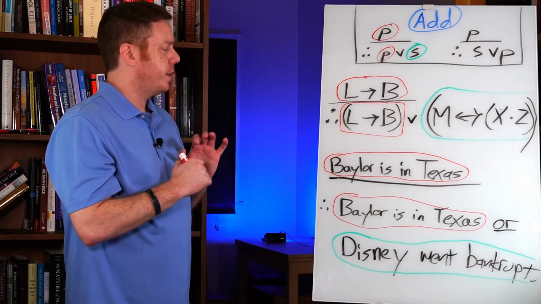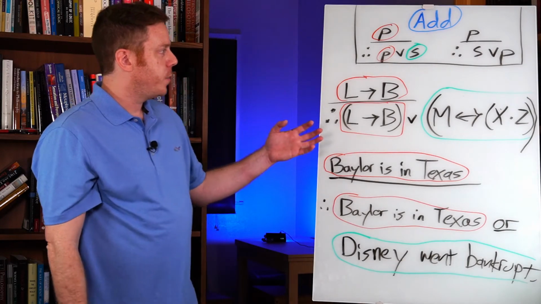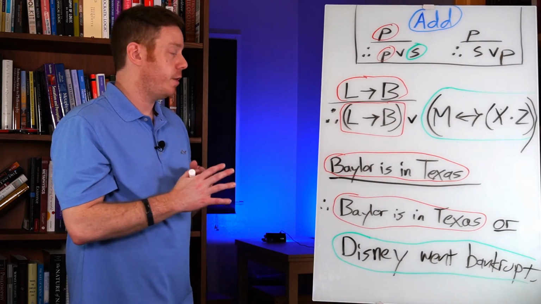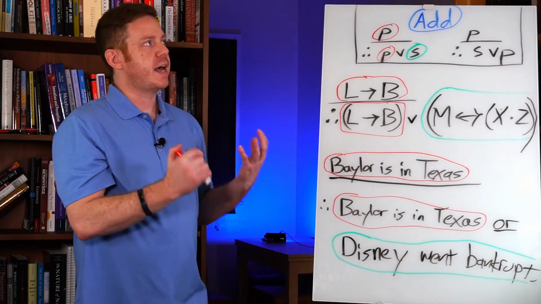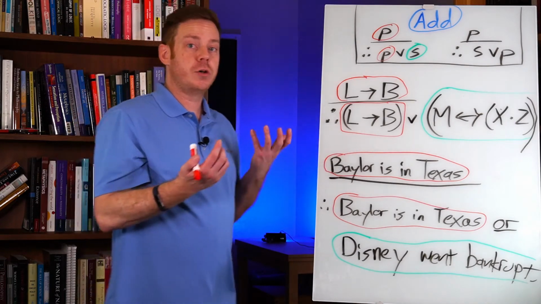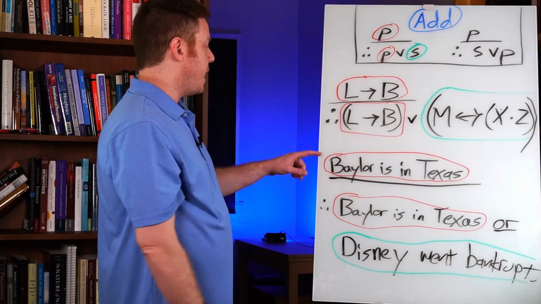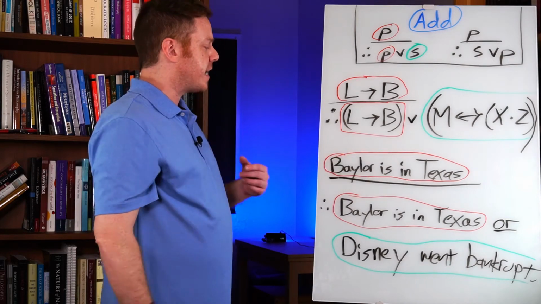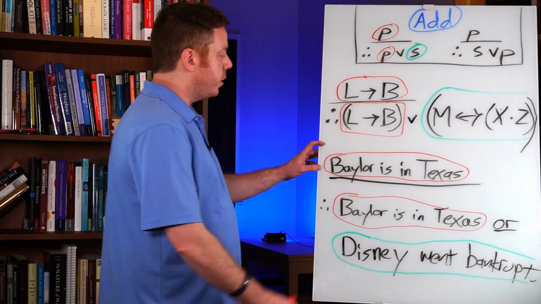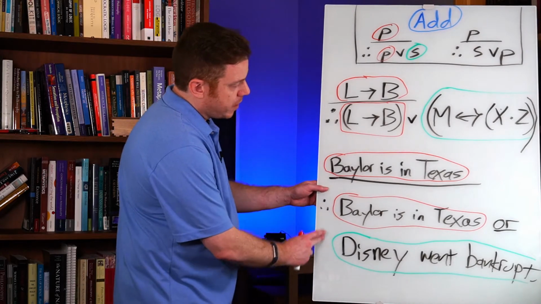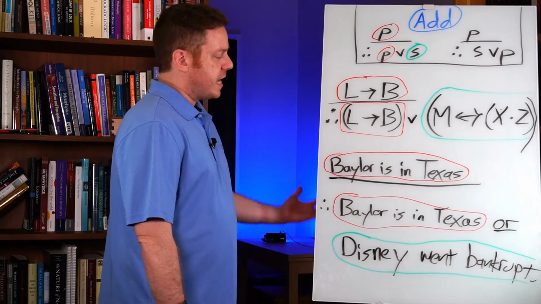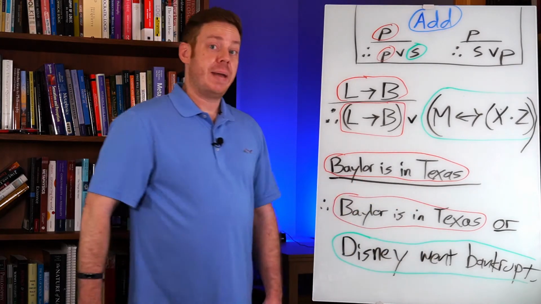Well, think about it like this. Remember that our or is an inclusive either or, and if just one side of an either or is true, that makes the whole either or true. So if we have this line, Baylor is in Texas, and that's true, well, from that, we could infer that this either or is true. Either Baylor is in Texas or Disney went bankrupt.